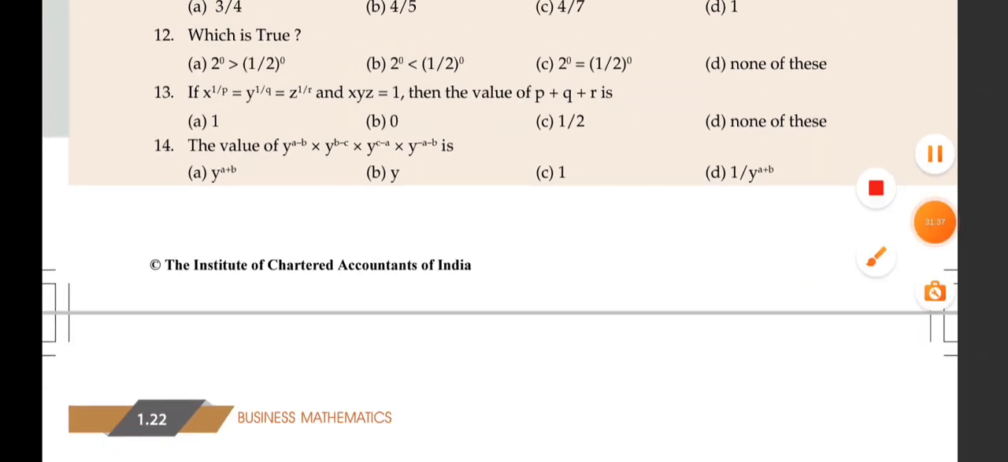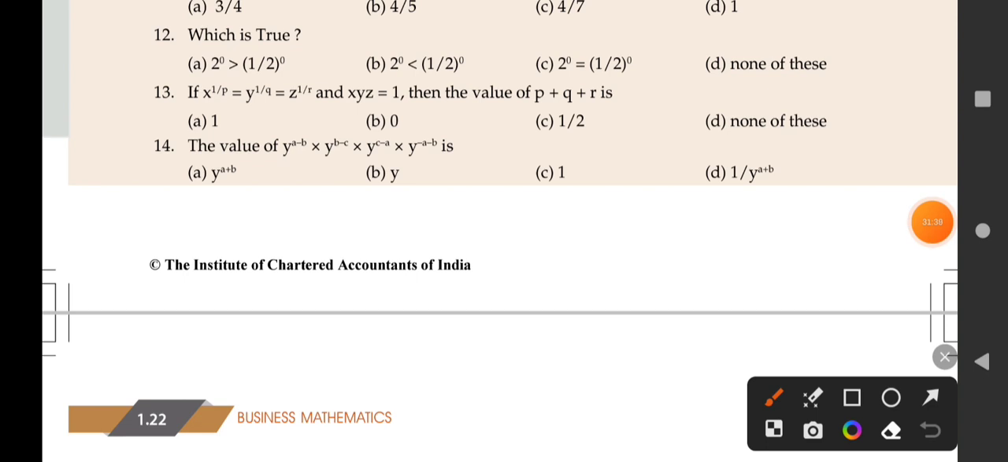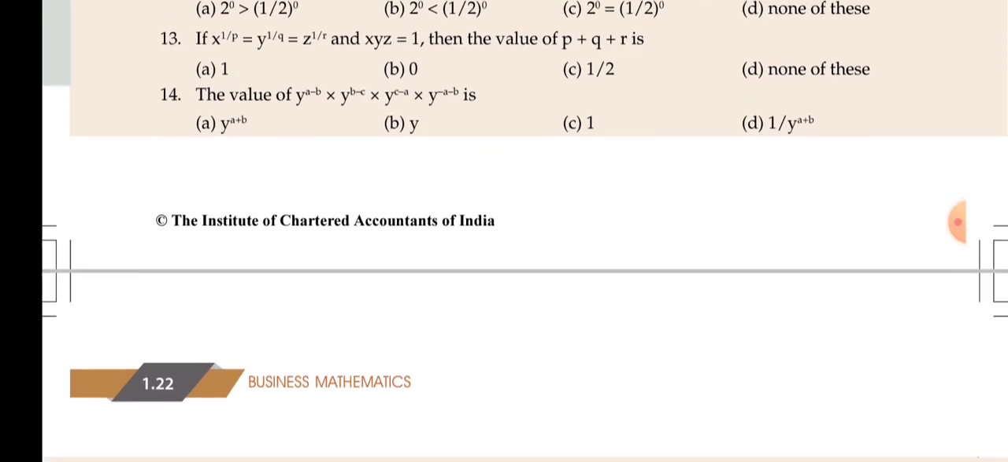12th, which one of the following is true? Anything raised to 0 is 1, so it has to be equal to. Correct. So option number C.